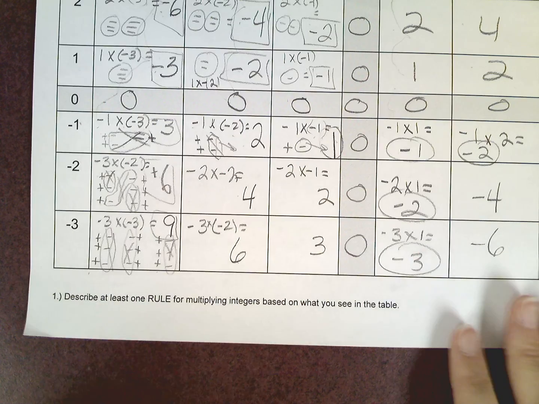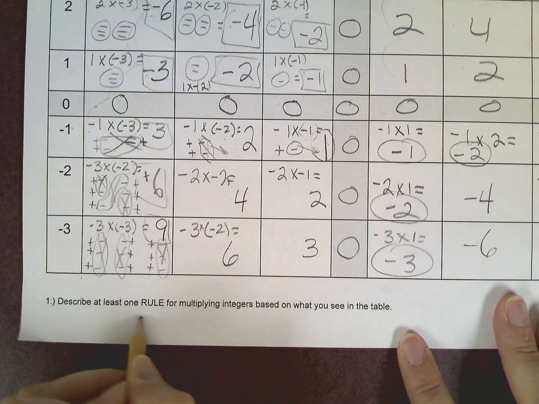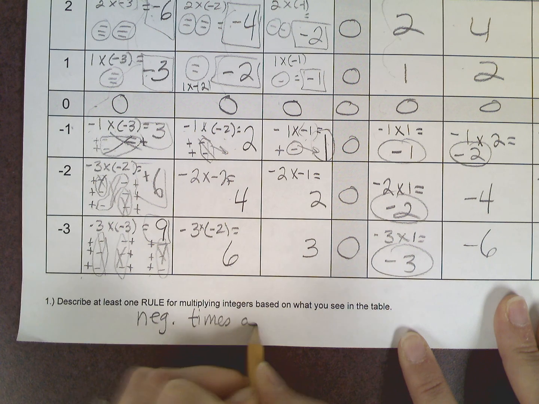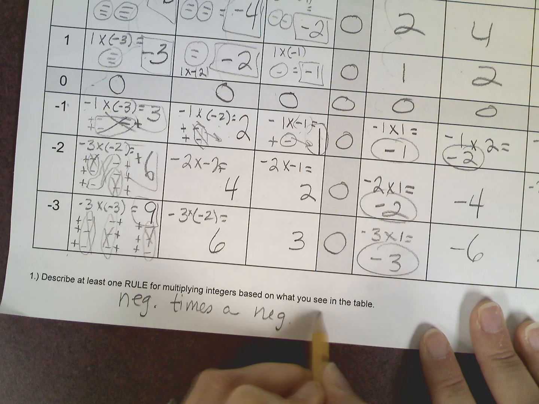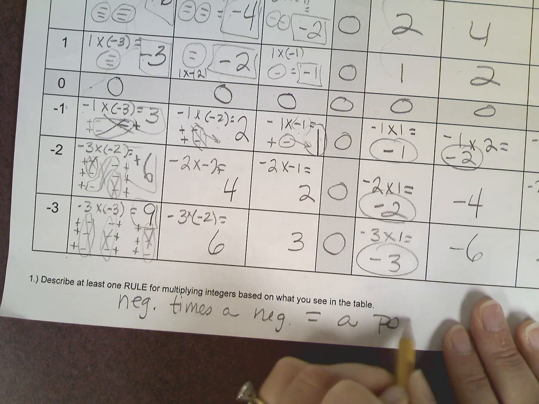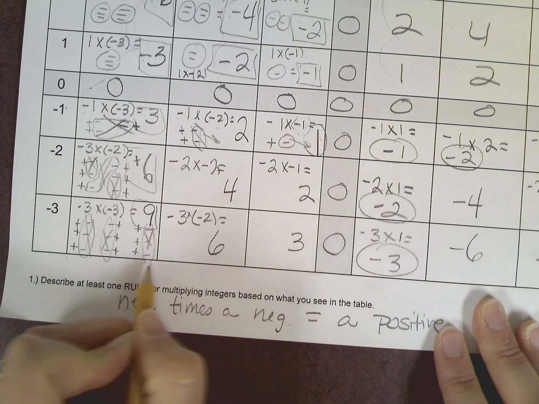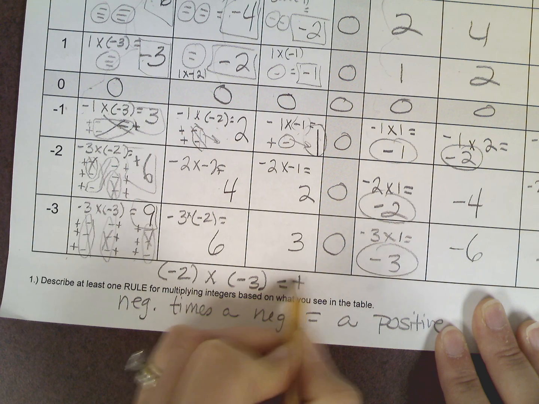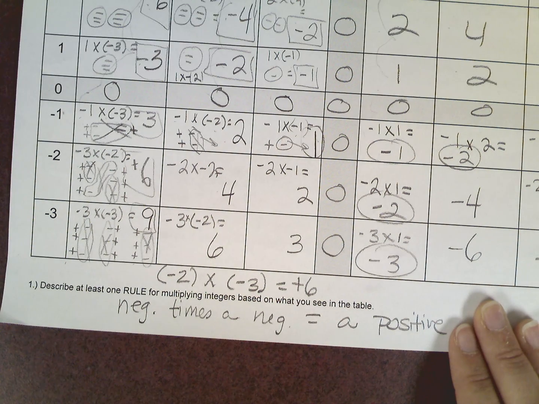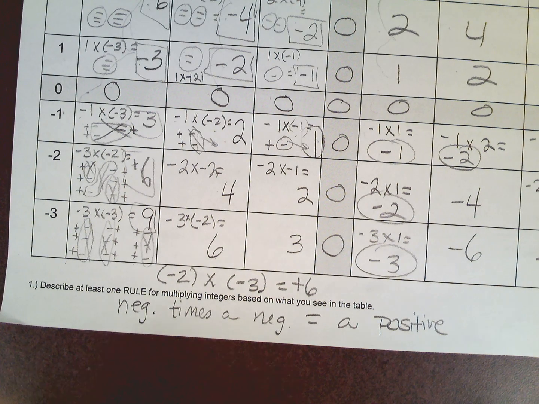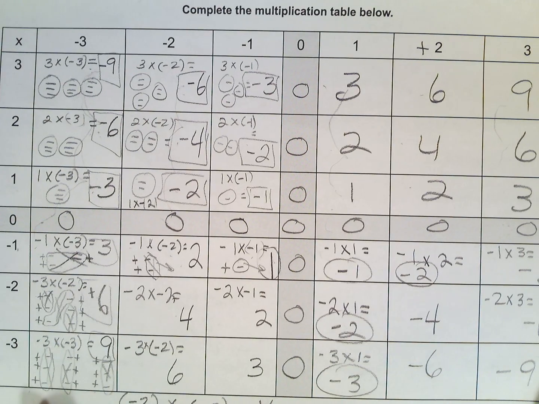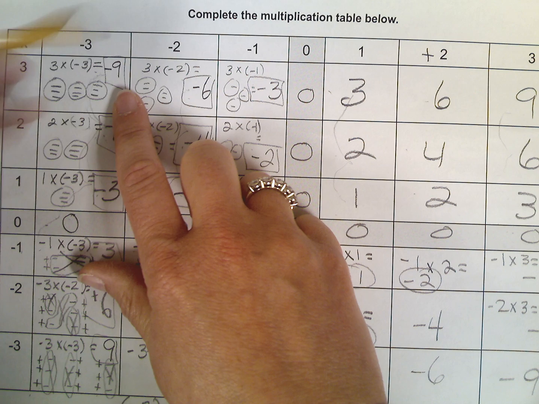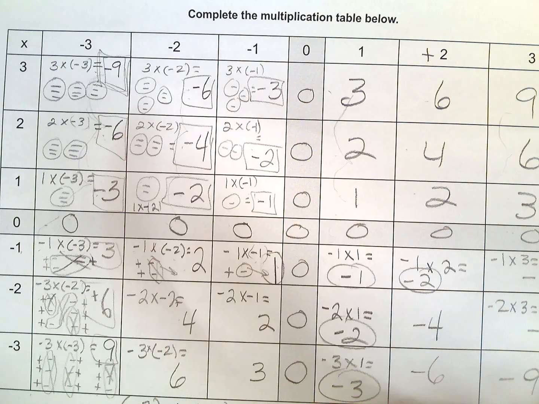The question at the bottom does say, describe at least one rule for multiplying integers based on what you see in the table. Well, there's a couple we could write, but I'm going to focus on a negative times a negative equals a positive. So -2 times -3 equals +6. All right, so that's what we're going to be focusing on. And the nice part about having this table filled out is you can always come back and refer to it. And what we'll do is we'll use a highlighter and make these nice and bright for you.